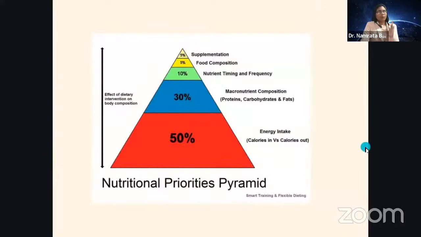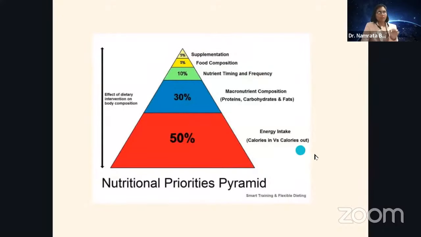So whenever you want to plan your diet for yourself or your family or for people around you, always pay attention to the nutritional priorities pyramid. Now this is found widespread on Google. I have taken it from Google because lots of books also mention this, so lots of images are available.